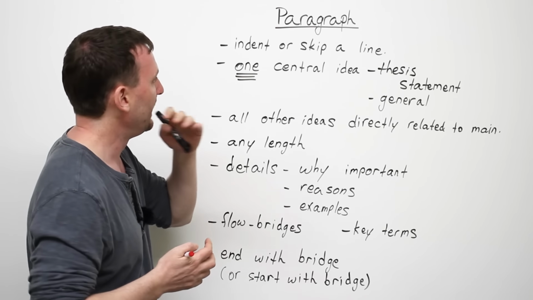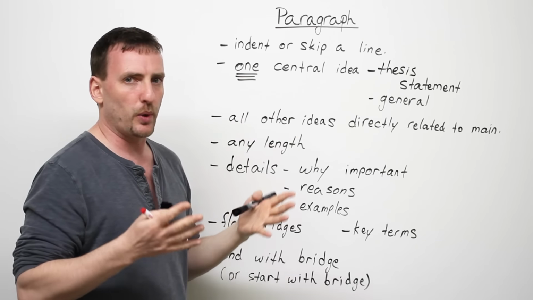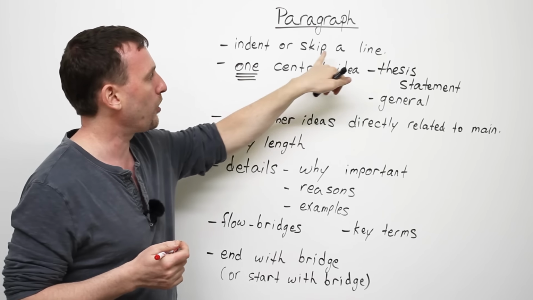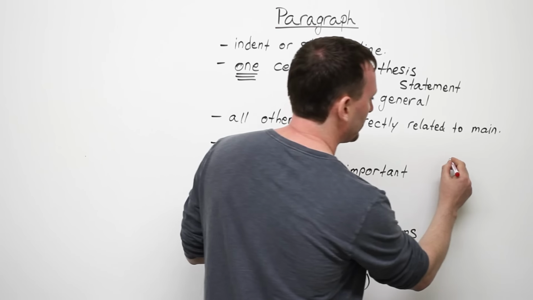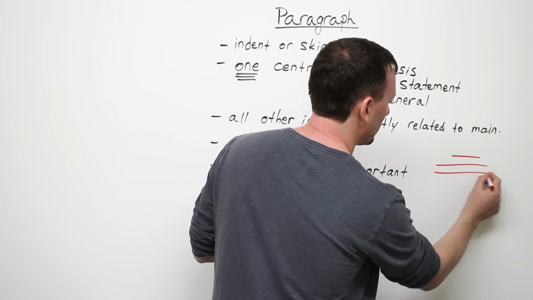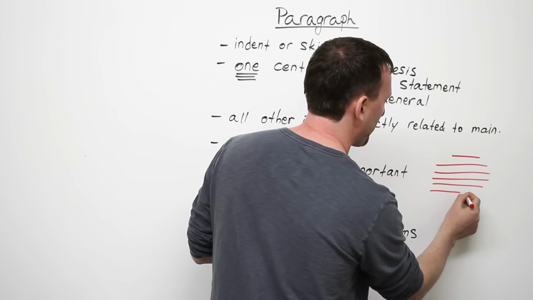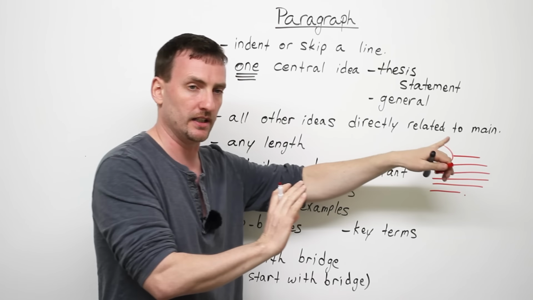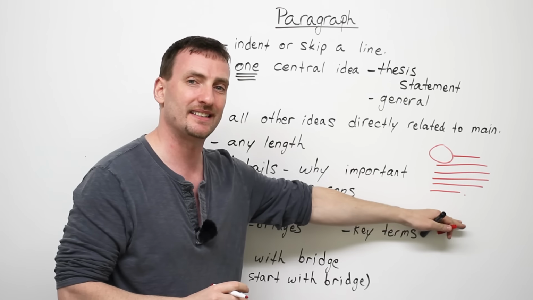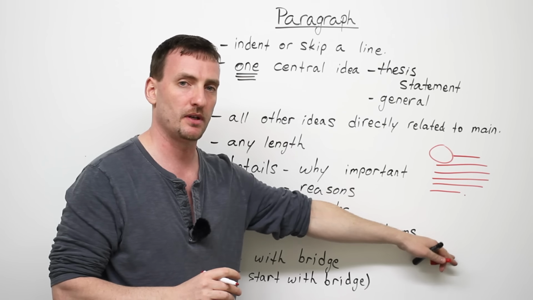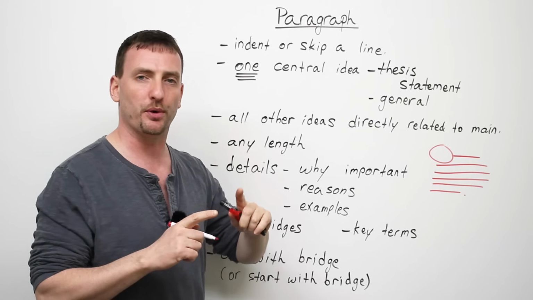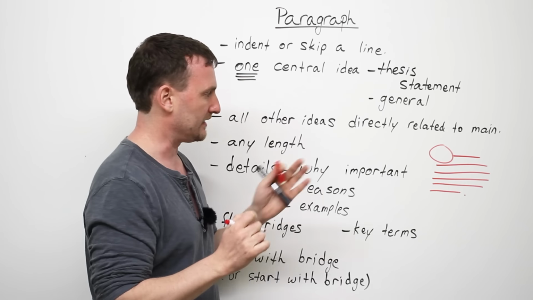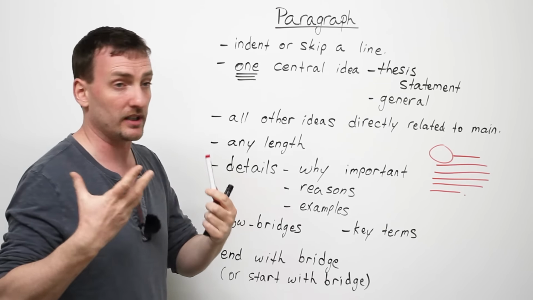So let's begin. In terms of the actual way a paragraph looks, you have to indent or skip a line. So let me just make sure you understand what an indent is. This is an indent. The first line, a little bit pushed in. Or you can make sure you skip a line between paragraphs, but don't do both. If you skip a line, don't indent. Okay? That's the main thing. Now, that's in terms of the way it looks.